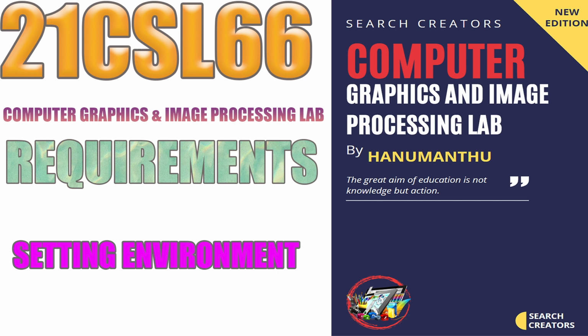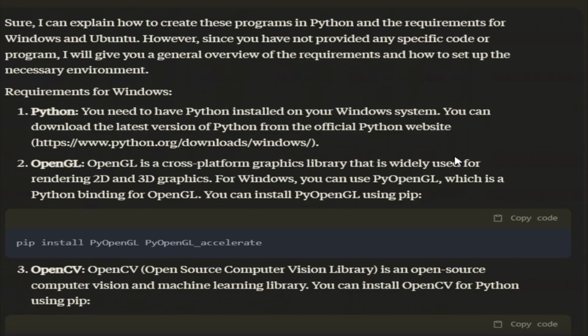Firstly, we see the installation requirements for Windows. The first requirement is Python. You need to have Python installed on your Windows system. You can download the latest version of Python from the official website. I will give the official website link in the description box below.